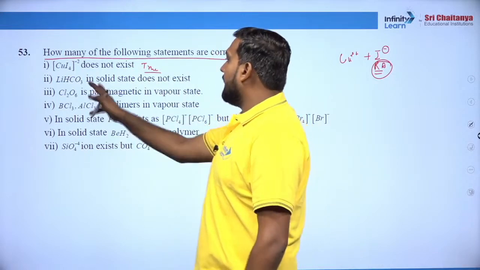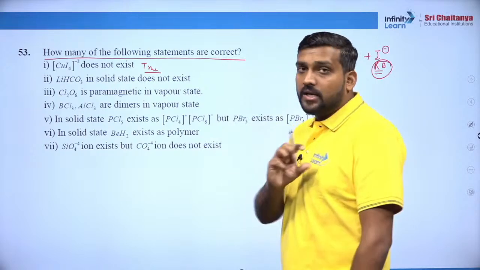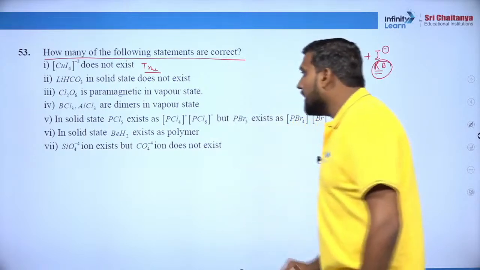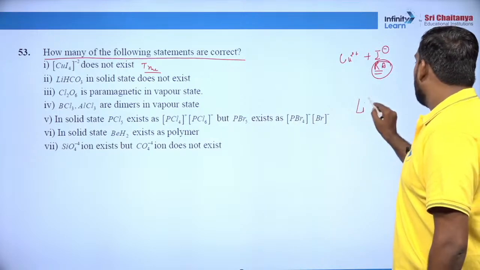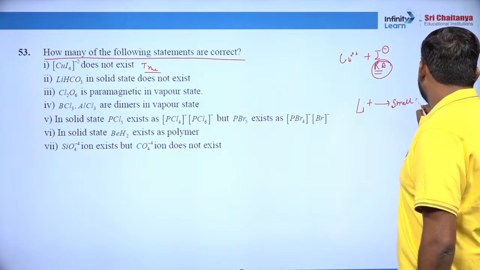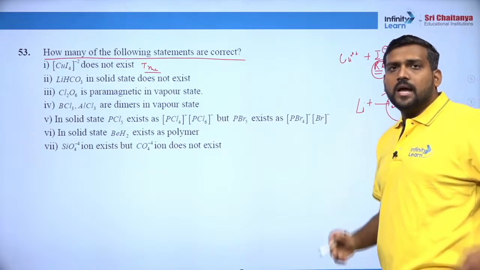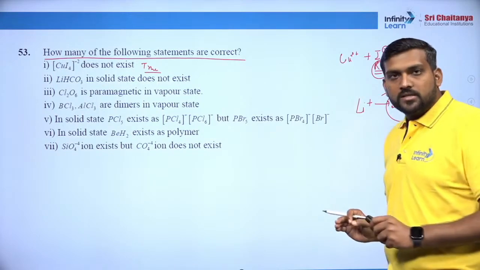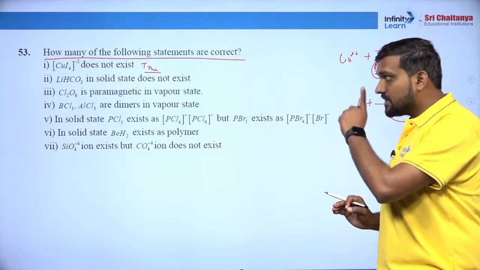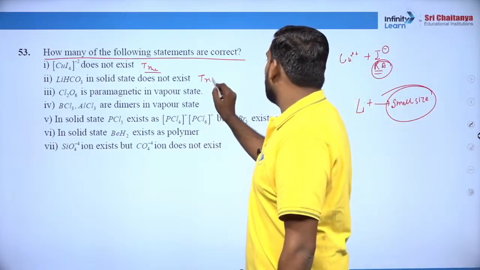Next is LiHCO3 in solid state does not exist. Yes, it does not exist as an ionic compound because of the highly electropositive nature of Li+. Due to its small size, okay, it has a small size, and due to this small size, it has high covalent character in its compounds. That's why it does not exist in solid state as LiHCO3. Okay, so this is also true, no doubt in that.